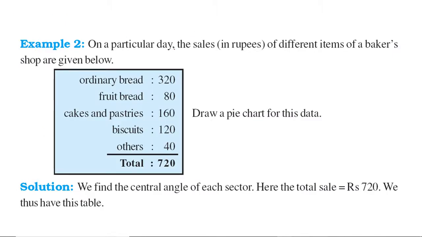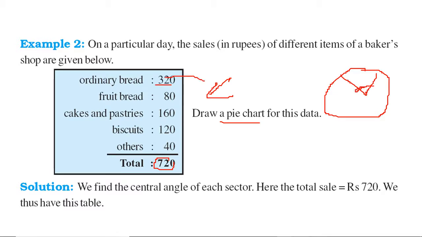On a particular day, the sale of different items of a bakery shop is given like this. We have to draw a pie chart. So the total is 720. See, 320 plus 80 plus 160 plus 120 plus 40 is 720. Now, we are basically interested in the angles. When we are drawing a pie chart, we are drawing a circle.